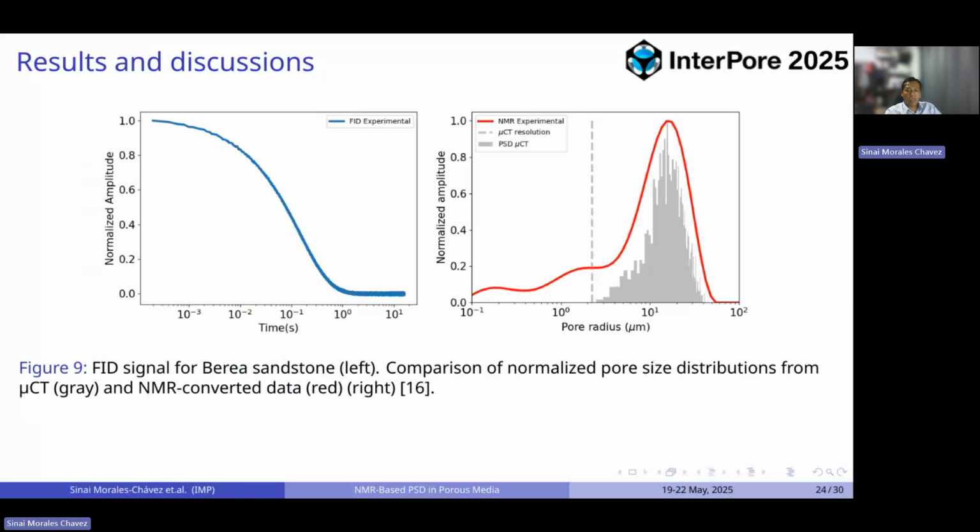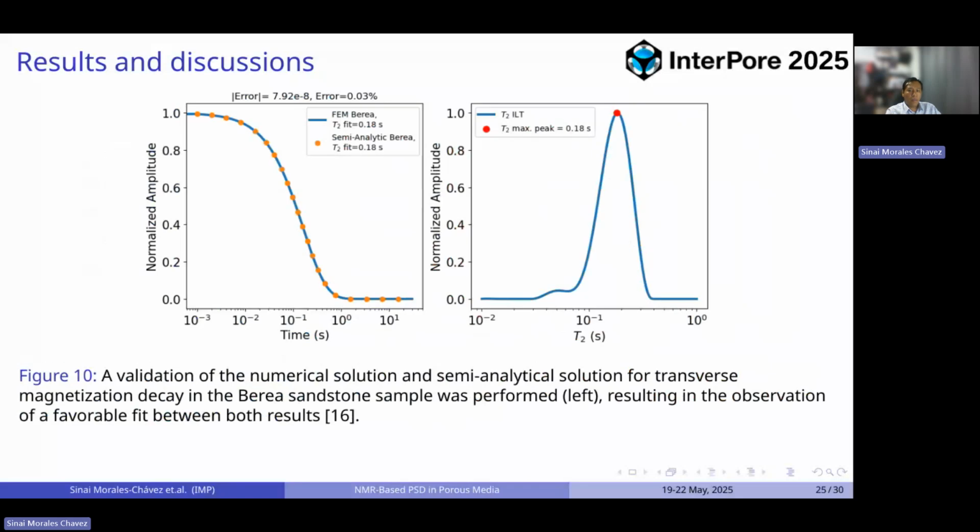On the left, we show the measured FID signal obtained from the sandstone core, and this is the raw magnetization decay curve used in the inversion procedure. On the right, we compare the pore size distribution estimated from NMR against the reference distribution from micro-CT. The micro-CT based distribution is shown in gray, while the NMR-derived distribution is shown in red. As the figure shows, there is a strong agreement between both results, and then we compare the numerical simulations of decay with the semi-analytical solution for various sandstone samples.